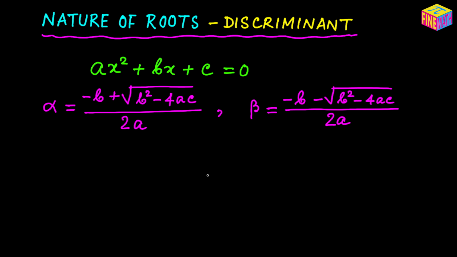Let's find out. If the quadratic equation is ax squared plus bx plus c equals 0, then we know that the two roots of the equation are alpha equals minus b plus square root of b square minus 4ac by 2a, and beta, which is the second root, is equal to minus b minus square root of b square minus 4ac by 2a. So the two roots kind of look like this, right?